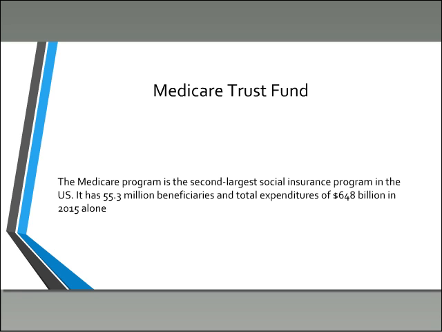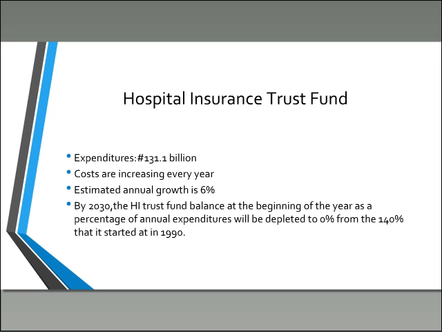Medicare Trust Fund. The Medicare program is the second largest social insurance program in the U.S. It has 55.3 million beneficiaries and total expenditures of $648 billion in 2015 alone. Hospital Insurance Trust Fund expenditures are $131.1 billion. Costs increase every year, with estimated annual growth of 6%. By 2030, the Hospital Insurance Trust Fund balance at the beginning of the year as a percentage of annual expenditures will be depleted to 0% from the 140% that it started at in 1990.